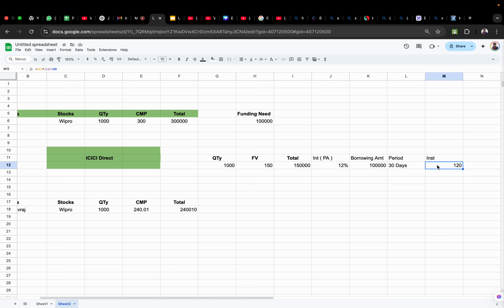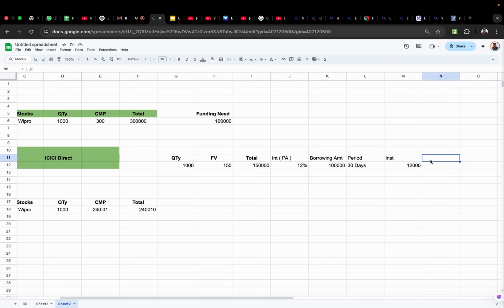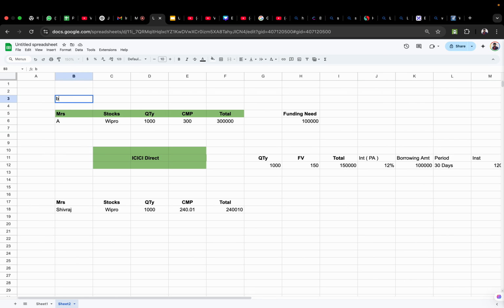This looks wrong. I don't know how it is calculating, but it should be 12,000. Okay, and if I calculate the interest day-wise, per day, the interest amount divided by 360 days, so 33.33 would be per day. Into 30 days, which is 1,000 rupees. So per month, the broker will charge 1,000 rupees on a 1 lakh borrowing amount to the borrower, because technically, in this case, you are the borrower.